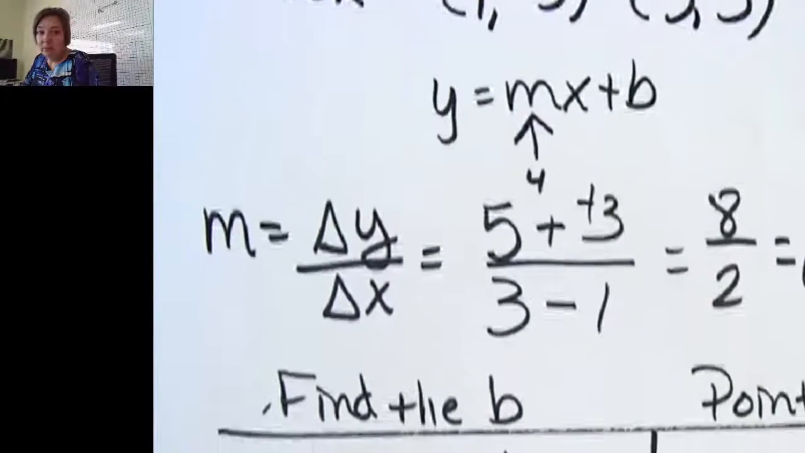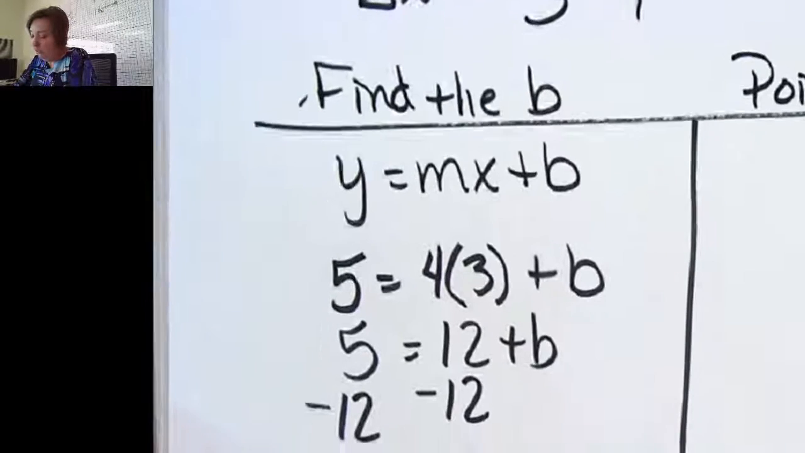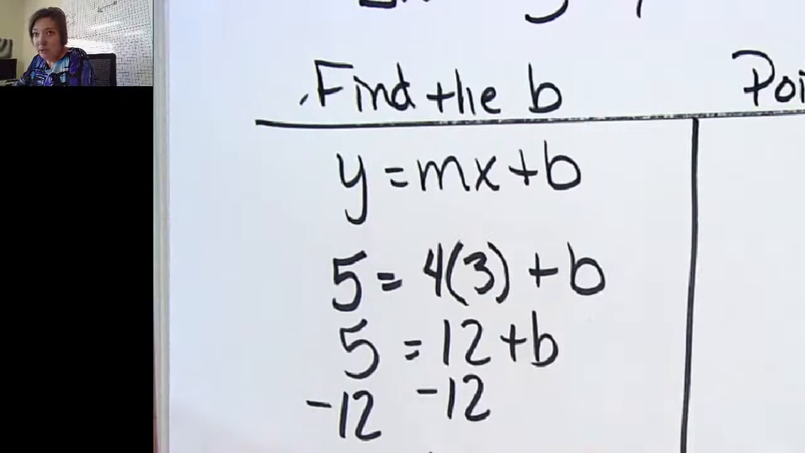So now what? 4 times 3 is 12. Then subtract the 12. What does b wind up being? So our equation here would be y equals 4x minus 7. That's our equation of our line.